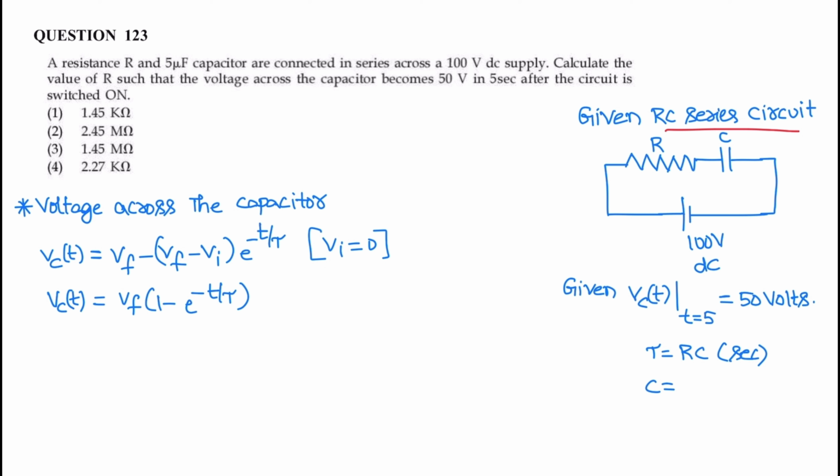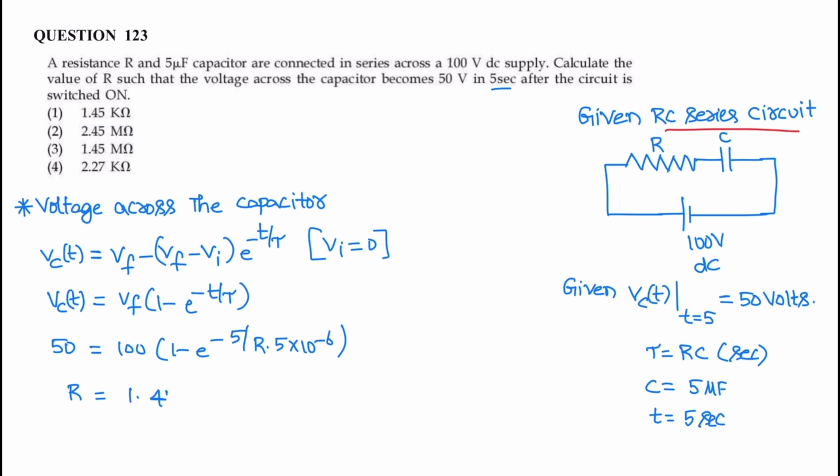Tau is the time constant. The resistance R is not given; we need to calculate the value of R. The capacitance C is 5 microfarad, and the time is 5 seconds. So we need to calculate the value at t equal to 5 seconds. Vc(t) at 5 seconds is 50 volts, and the final value is 100 volts: 50 = 100 (1 minus e^(-t/tau)), where t is 5 seconds and tau is RC, with C being 5 times 10 power minus 6 farad. On substitution, the value of R is 1.45 mega ohms. Correct option is 3.